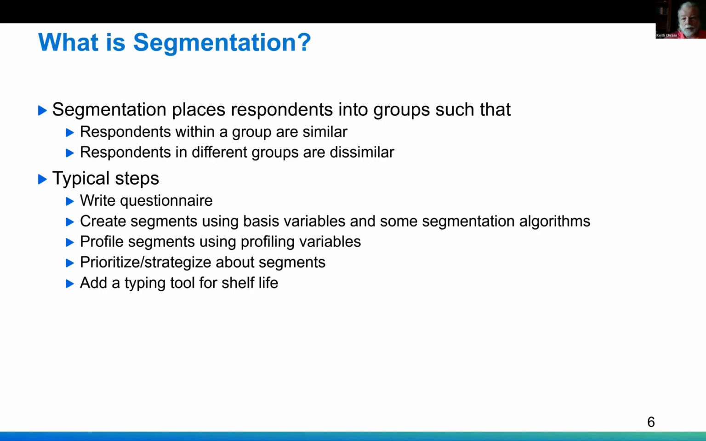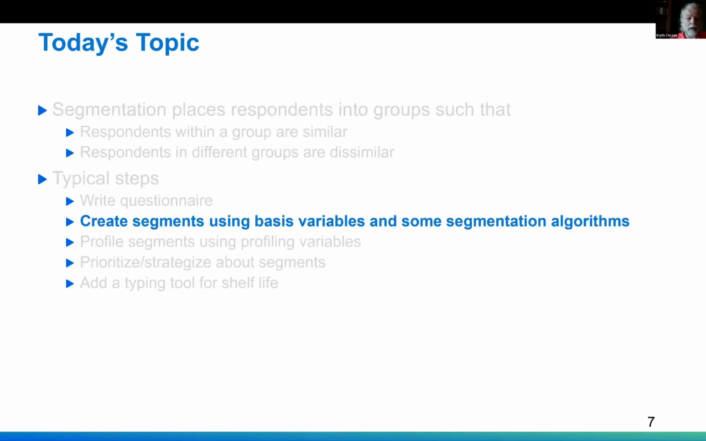Then we're going to be strategic about our segmentation. We're going to prioritize the segments and strategize about how to appeal to them, or which to try to appeal to. And perhaps at the end, we'll add a typing tool for shelf life. But today, I really want to focus on just one of these. I want to talk about how we're going to create segments, because in my experience, maybe half the segmentation failures are in this bullet point right here. They're not so much in the other ones, although that still leaves plenty of failure to go around and reason to think about those other things. But today, we're just going to focus on this one.